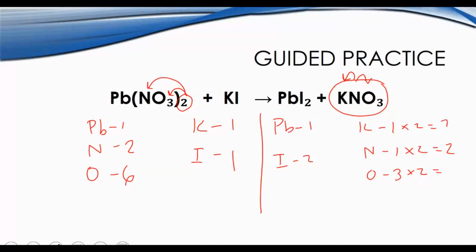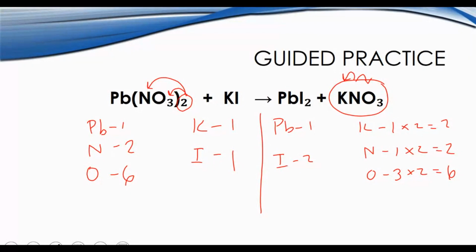All right, so that would give us 2 and that would give us 6. So let's look at our numbers again. 1 lead on each side, good. 2 nitrogens on each side, good. 6 oxygens on both sides, good. See, remember how I told you oxygens usually just fix themselves? It's always great. And then let's look at potassium. We started with 1 potassium, we ended up with 2.